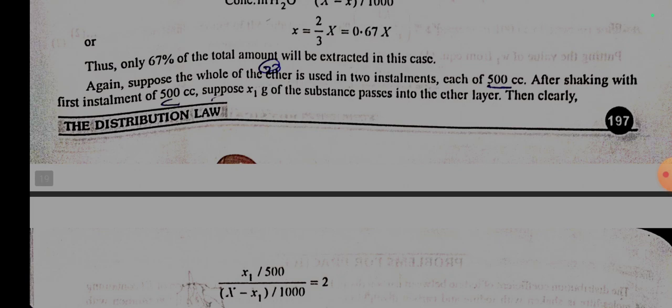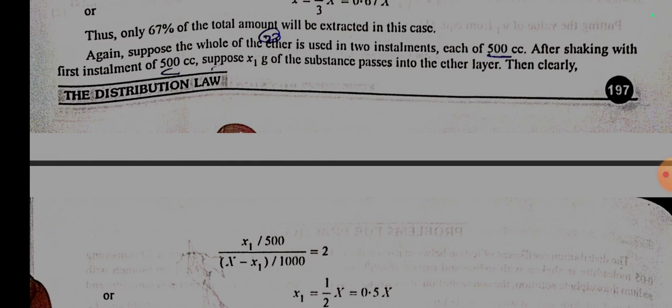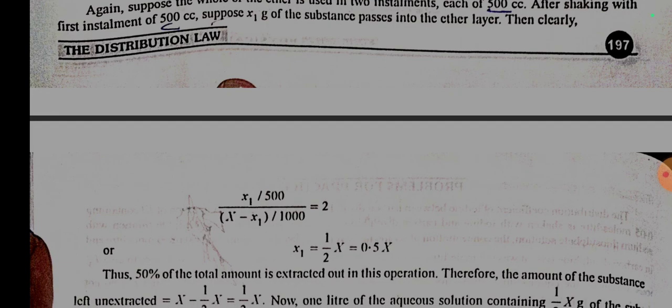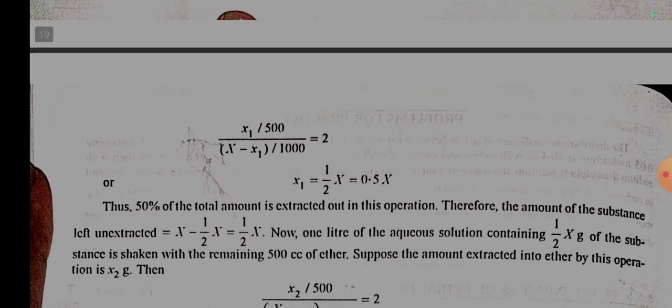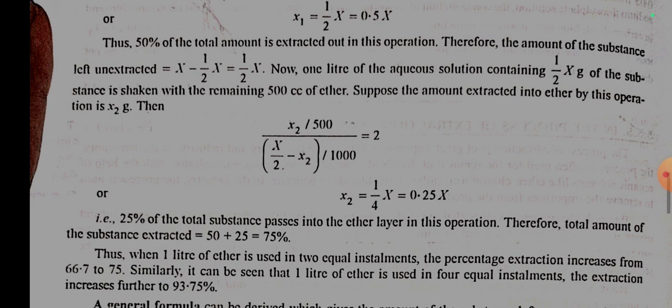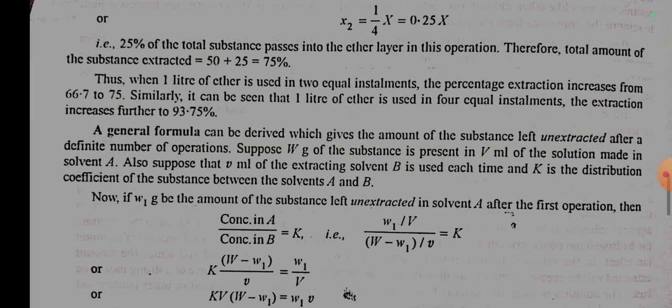Again, suppose the whole of the ether is used in 2 installments, each of 500 cc. After shaking first installment of 500 cc, suppose x1 gram of the substance passes into the ether layer, then clearly x1 by 500 upon X minus x1 by 1000 is equal to 2 and x1 is equal to 0.5X. Thus 50% of total amount is extracted out in this operation. Therefore, the amount of the substance left unextracted is 1 by 2 X. In the second operation, 25% of the total substance passes into ether layer. Therefore, total amount of the substance extracted is equal to 50 plus 25 is equal to 75%.